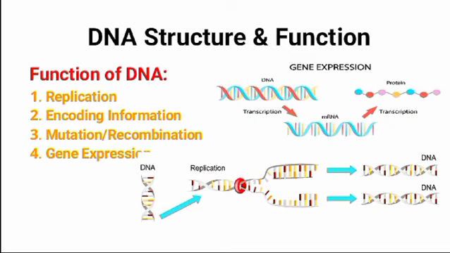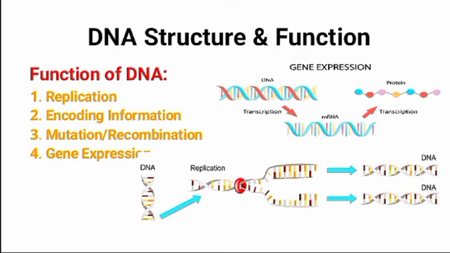The third function is mutation or recombination. DNA plays a role in the evolution of species. DNA can repair itself through recombination, and mutation occurs due to illegal base pairing. Both mutations and recombination are either beneficial or create genetic diseases.